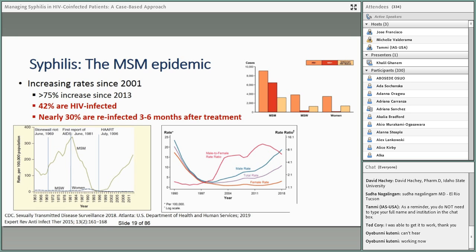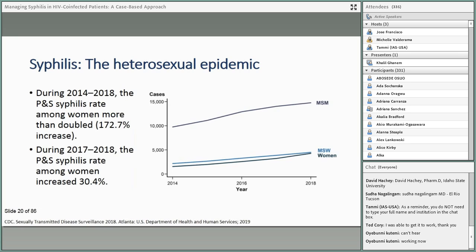And please remember, like with any other sexually transmitted infection, nearly 30% are going to be reinfected 3 to 6 months after you treat them today. And that's why it's really important for all sexually transmitted infections to go about and rescreen them within 3 months. So initially, the first epidemic that we saw starting in 2001 was among MSM.